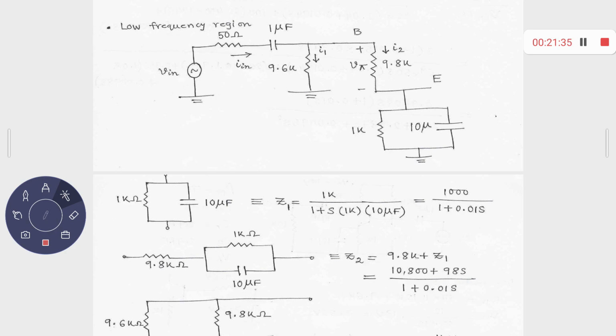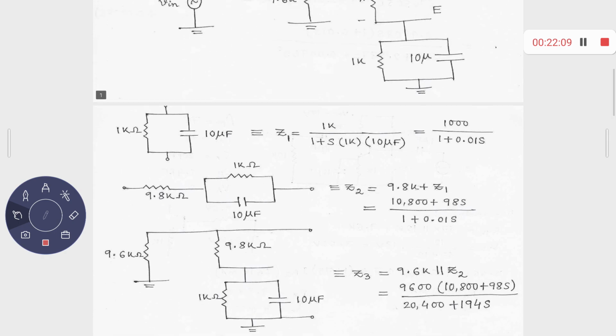So now we have to find out the relationship between I1, I2 and I in. I know that I in is equal to I1 plus I2, and how is it related to V in? That means V in versus I2, I'd like to find out. And then from I2 to V pi, V pi is equal to I2 into 9.8K. That's it. So now we would like to find out the relation between V in and your I2. So what will be your V in? How is I in related with V in? How is it related?